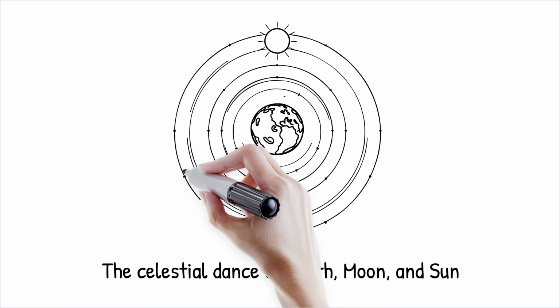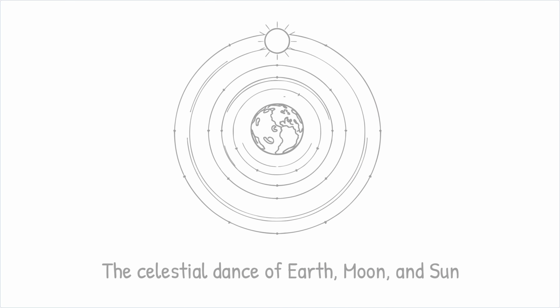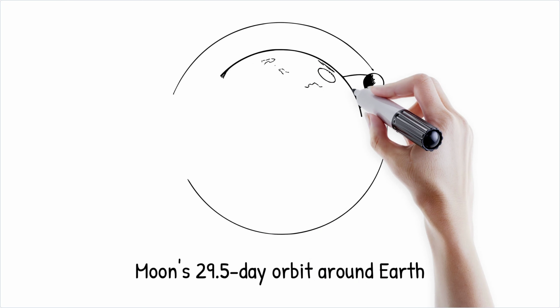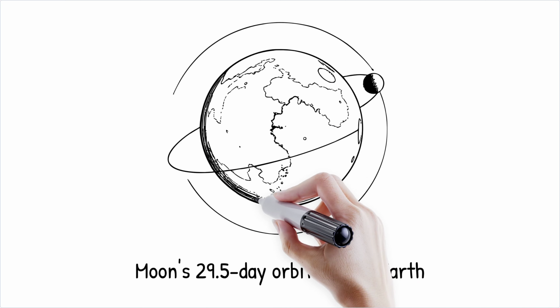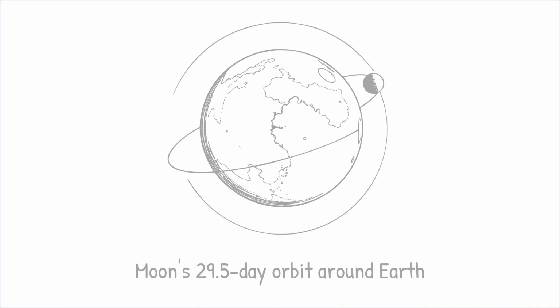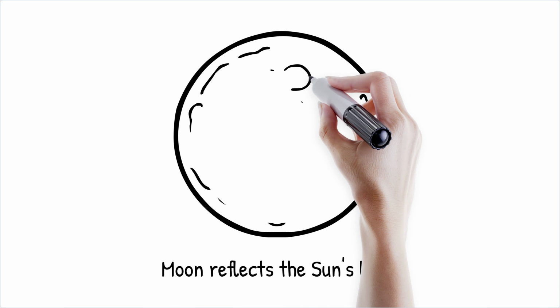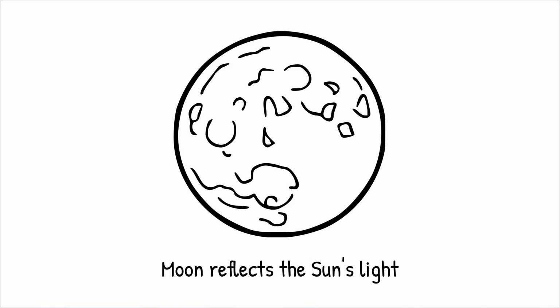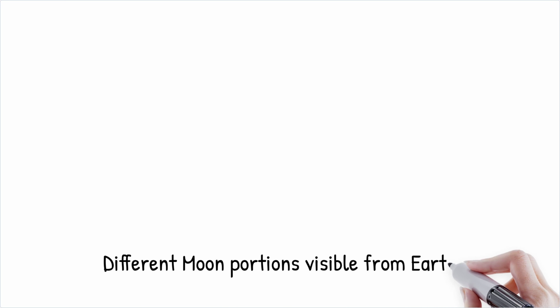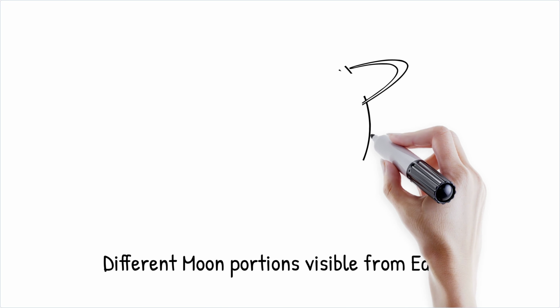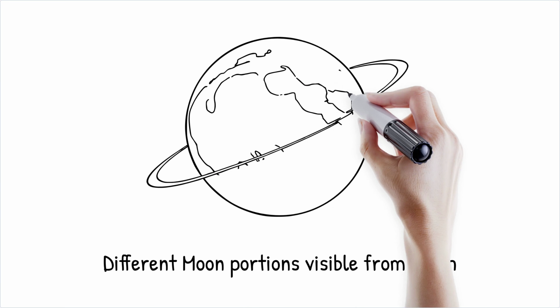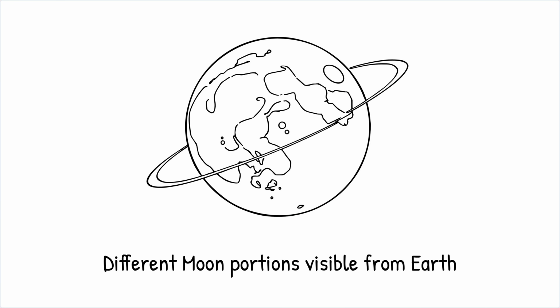First, let's consider the moon's orbit. The moon revolves around Earth roughly every 29.5 days, and this journey is what creates its phases. Everyone knows the moon doesn't emit its own light, right? Instead, it reflects light from the sun. As the moon orbits Earth, different portions of its sunlit side become visible from our perspective here on Earth, causing the familiar phases we observe.